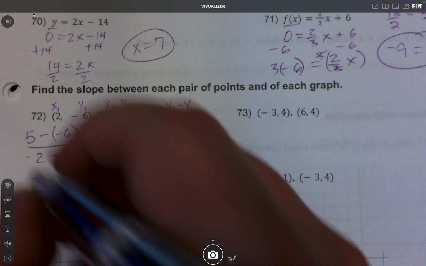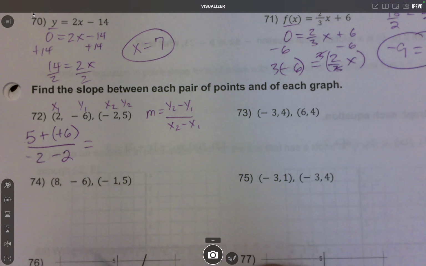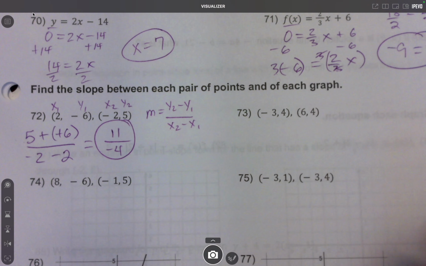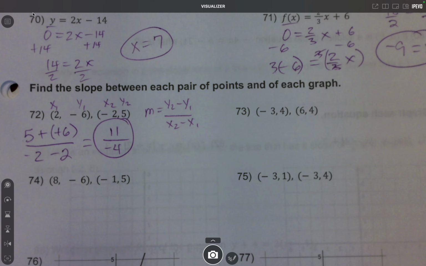Please remember, minus and negative means plus. Just keep, change. Giving us 11. Negative 2 minus 2 is negative 4. Now, feel free to slow down and do that whole process of labeling if you want to. But for the rest of these, I'm just going to plug them in, and you can always pause and check my work if you want to.